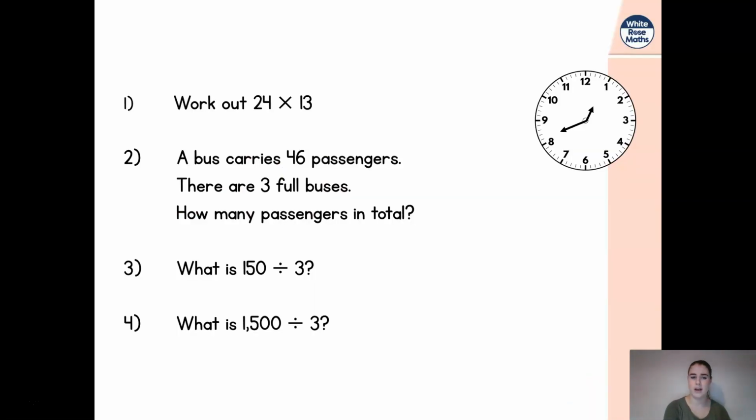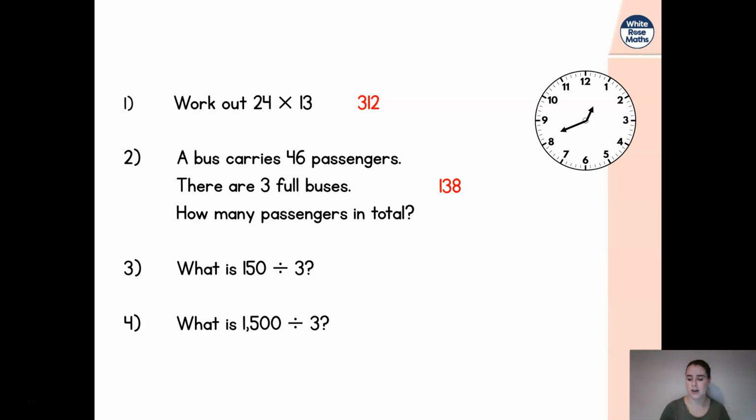So let's warm your brains up first. Pause the video and have a go at these 4 questions. Okay, so work out 24 multiplied by 13. This is multiplying 2 digits by 2 digits, and we spent the last 2 weeks doing it. The answer is 312. A bus carries 46 passengers. There are 3 full buses. How many passengers in total? So we're going to need to divide those 46 passengers by 3 buses, and that should give us 138. My apologies, you're going to multiply it because we have more than those buses.